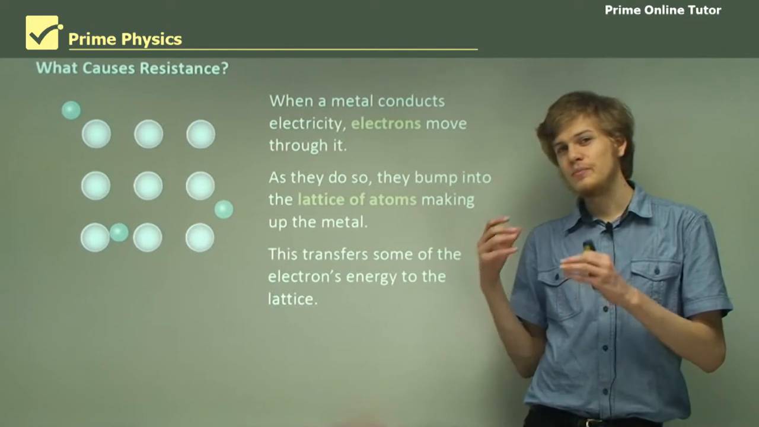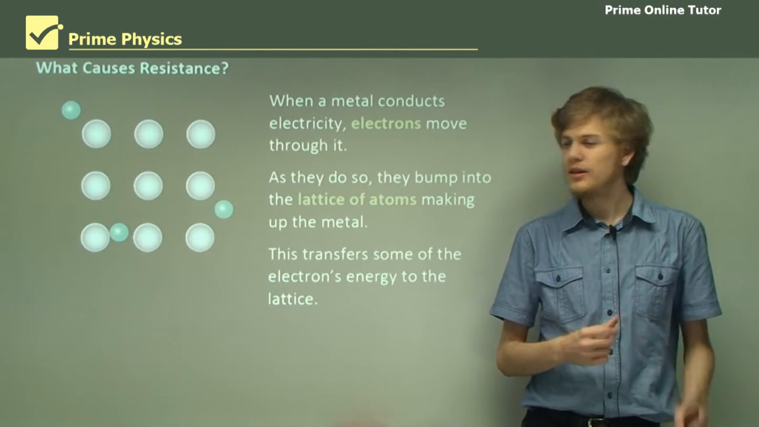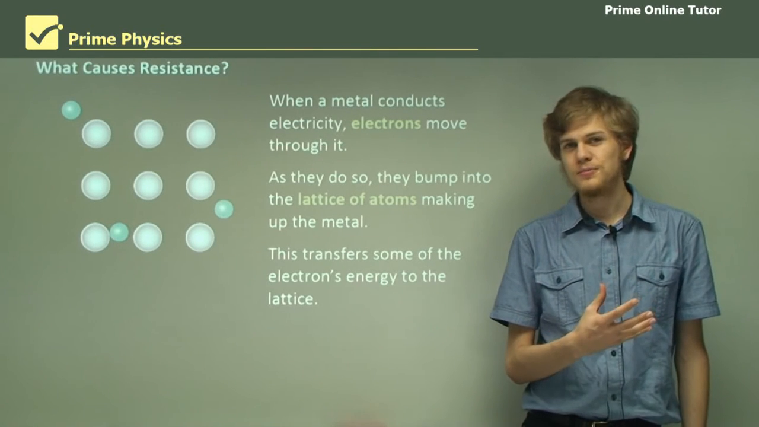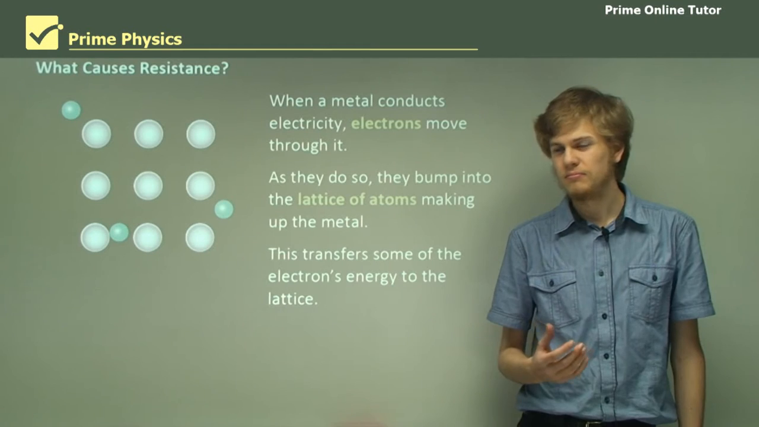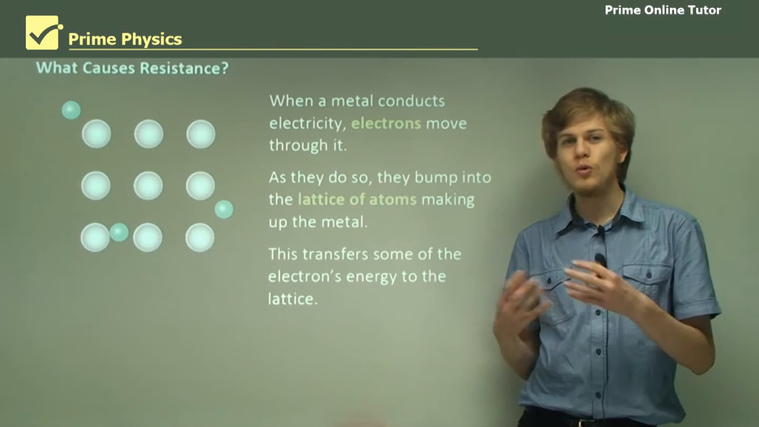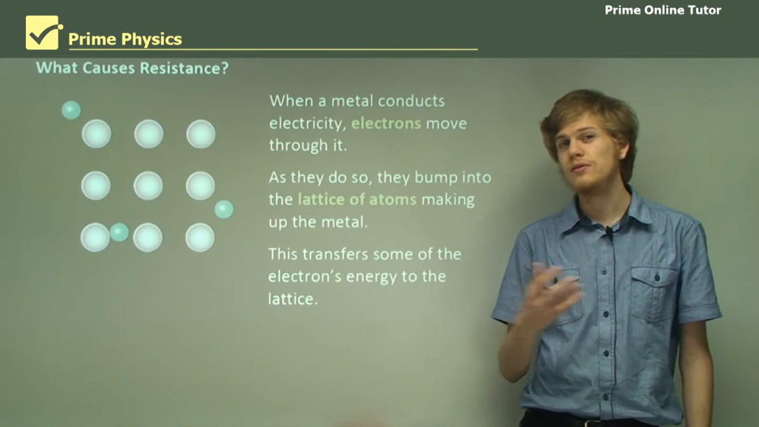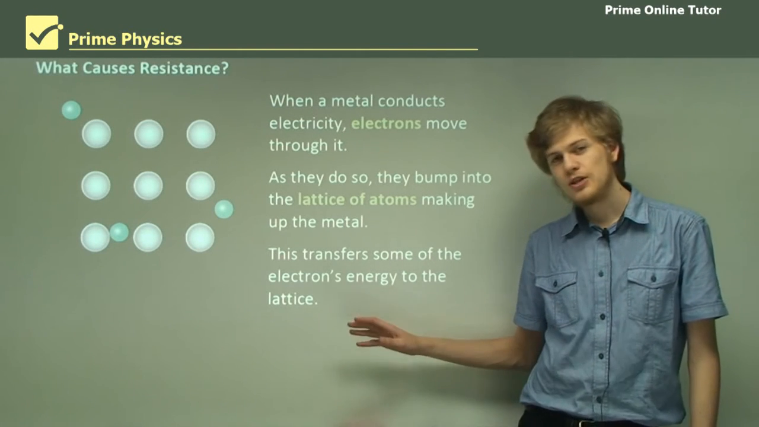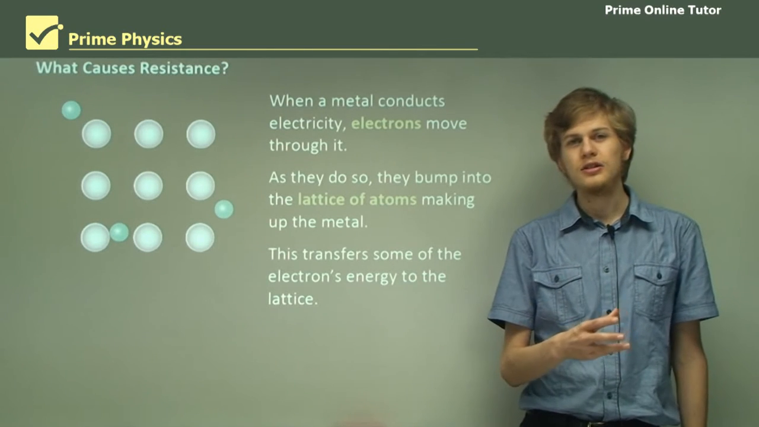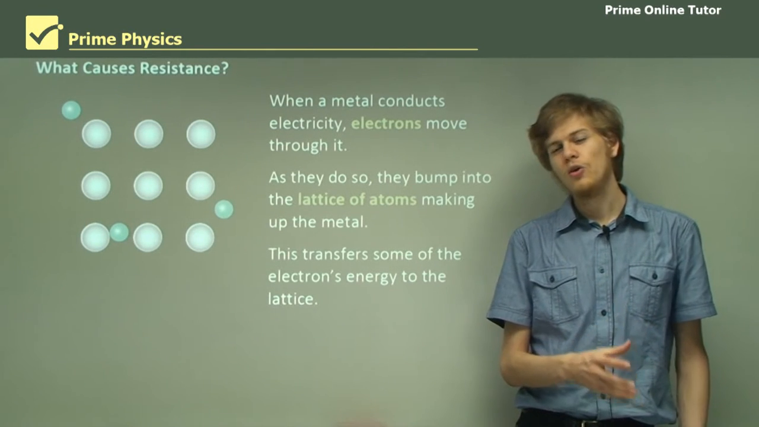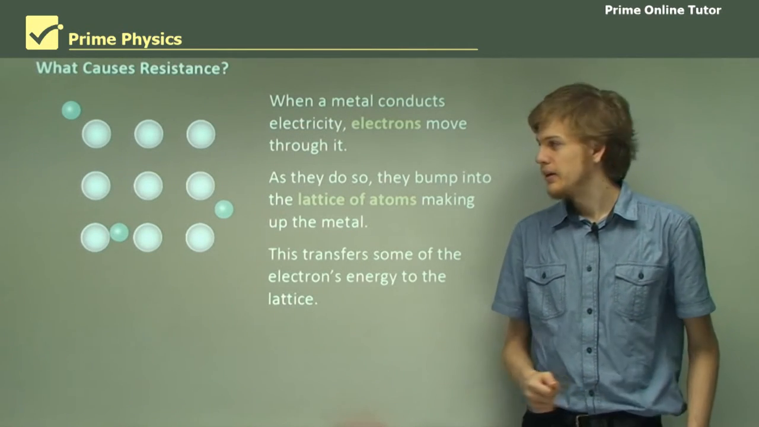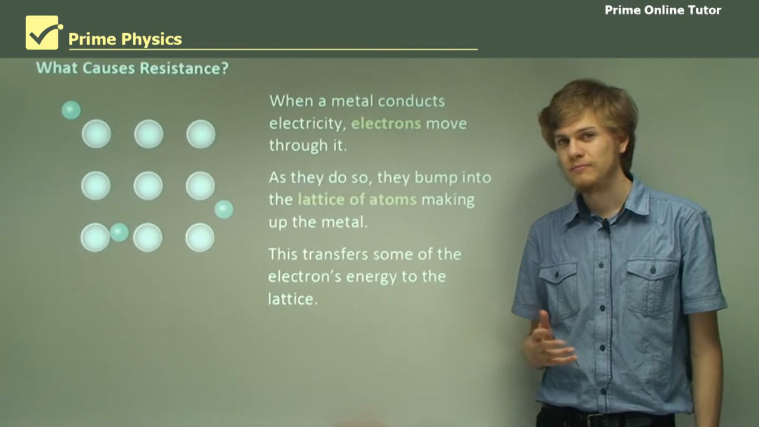Now, as the electrons bump into the stationary atoms, some of the electron's energy gets transferred into these atoms. Makes sense, right? We can't create or destroy energy, we can only transfer it from one place to another, or convert it into different forms. So in this case, we're transferring the kinetic energy of the electrons to the kinetic energy, or vibrational energy, of the lattice of atoms that make up the metal. A lattice is like a repeating grid.